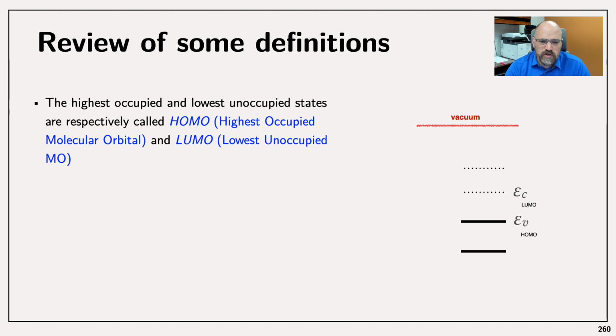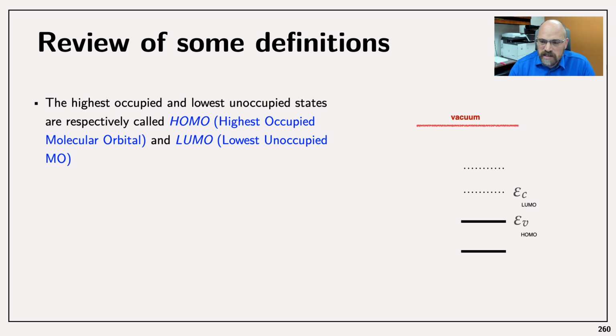But for solids, we rather use the top of the valence band for the highest occupied state, and the bottom of the conduction band, being the lowest energy state closest to the occupied states. This is something you probably know from your other courses, but it is always useful to remember.